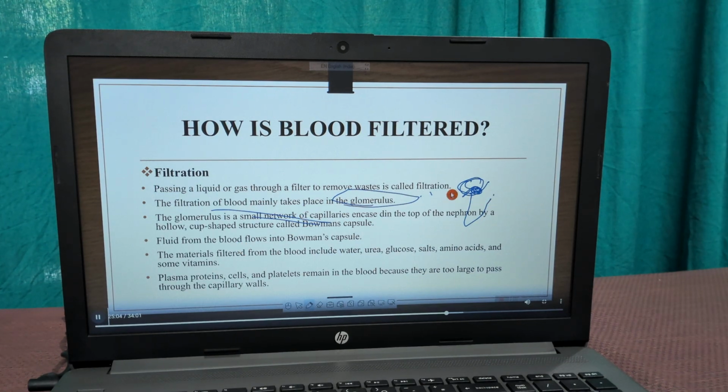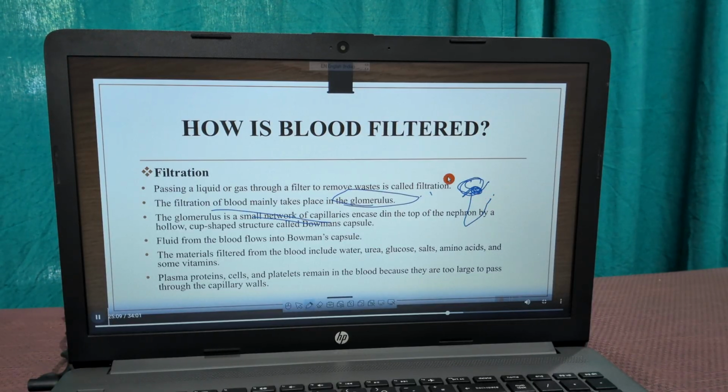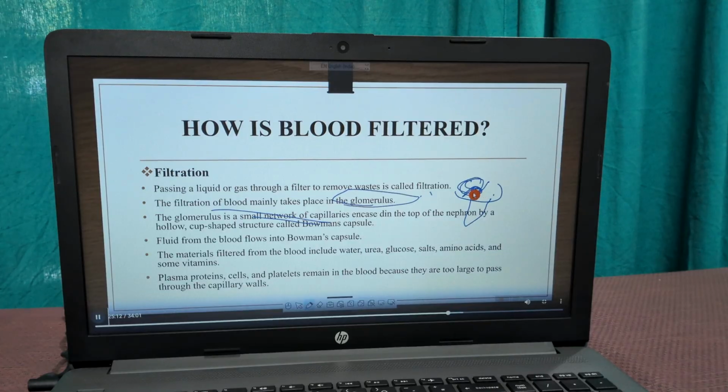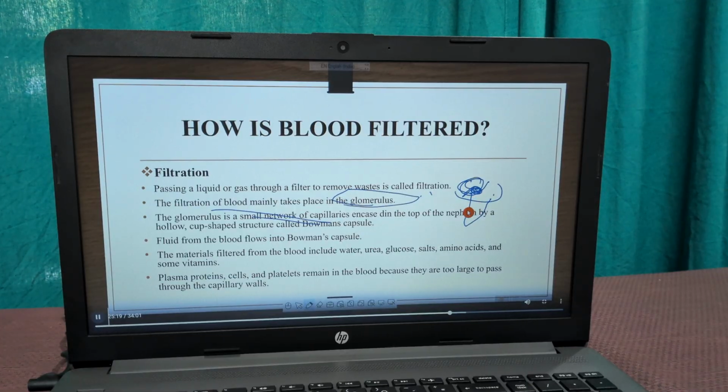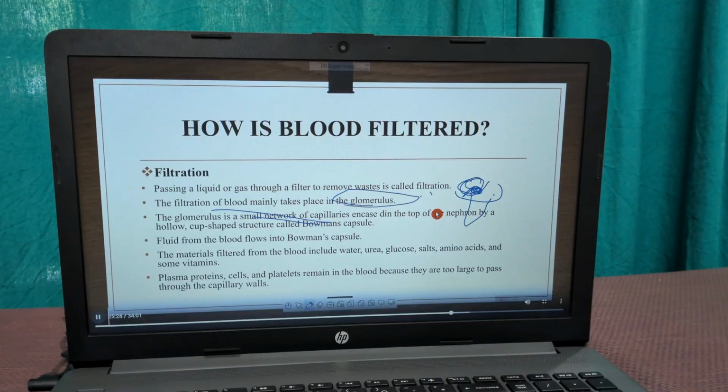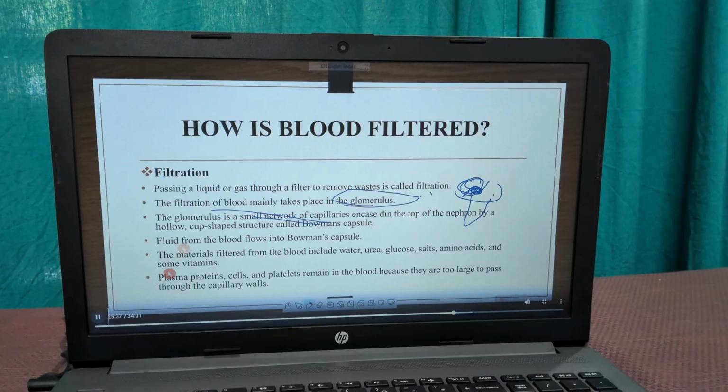Fluid from the blood flows into the Bowman's capsule. Materials which are very important are retained here in the blood vessels only, and the rest is filtered. Toxic or harmful materials such as water, urea, glucose, amino acids are filtered. And the remaining fluid, which consists of the waste material in the tubule, becomes urine.